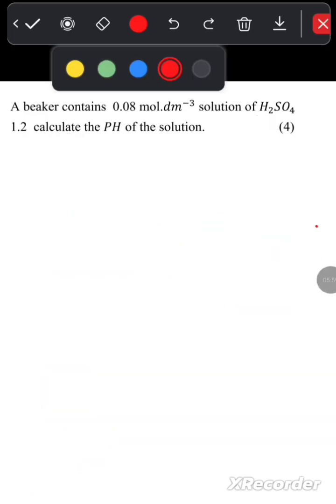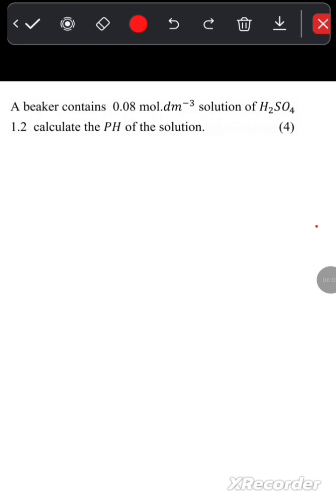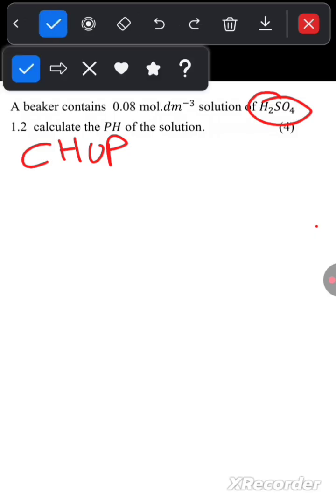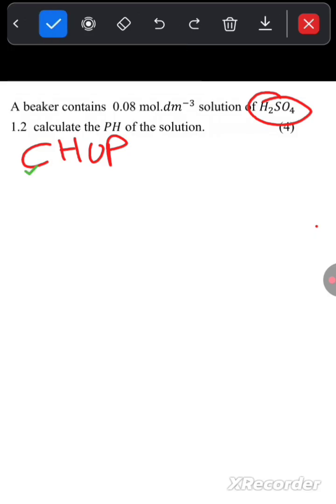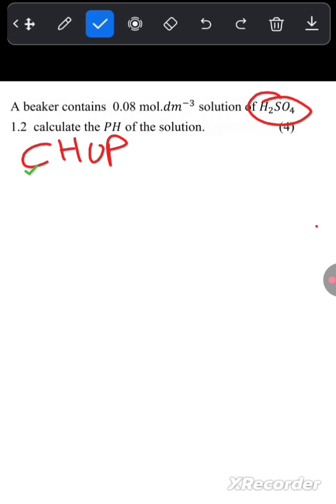Let's look at the second calculation. How do we go about it? A beaker contains 0.08 mole per cubic decimeter solution of sulfuric acid. This is a sulfuric acid, right? So what are we going to do? We are going to use CHOP. We're going to chop the acid. First of all, do I have concentration? Yes, I have concentration. I put a tick there. Then what do I want? I now want the concentration of hydronium ions, right?